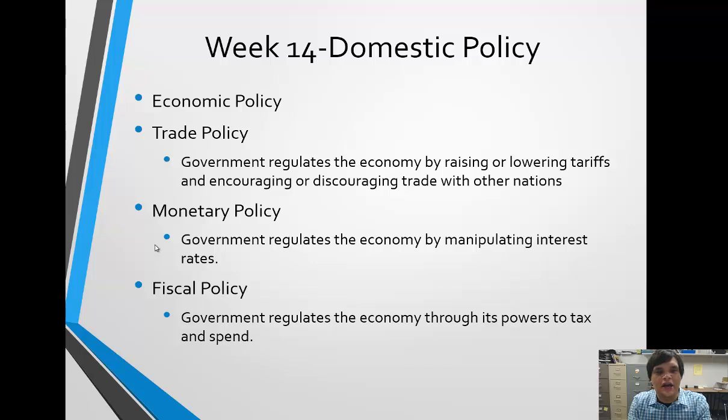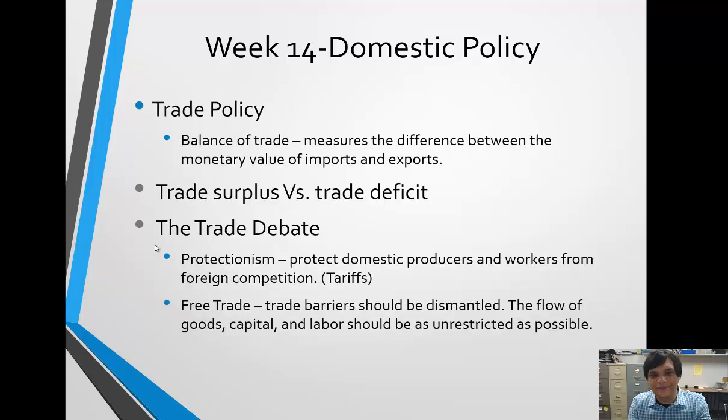With economic policy, there are three main categories: trade policy, monetary policy, and fiscal policy. Trade policy is how the government regulates the economy by raising or lowering tariffs and encouraging or discouraging trade with other nations. Monetary policy is where the government regulates the economy by manipulating interest rates. And finally, fiscal policy is where the government regulates the economy through its powers to tax and spend.